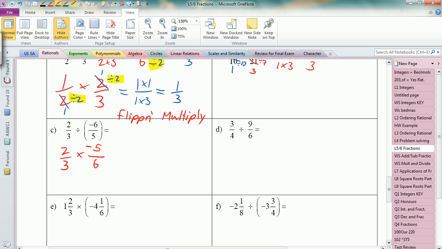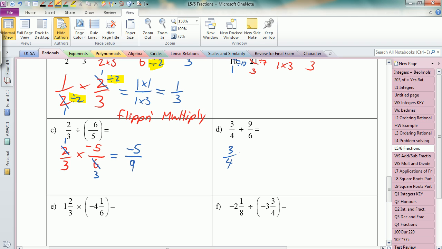So what does the 2 become? 1, because you're dividing by 2. So the 6 must be divided by 2 as well to become a 3. So now, what's the answer on the top? -5 over 9. Is that fully reduced? Yes. Okay. All right.